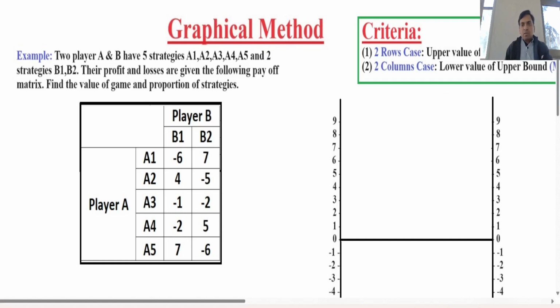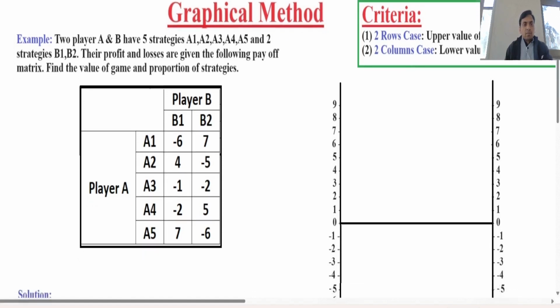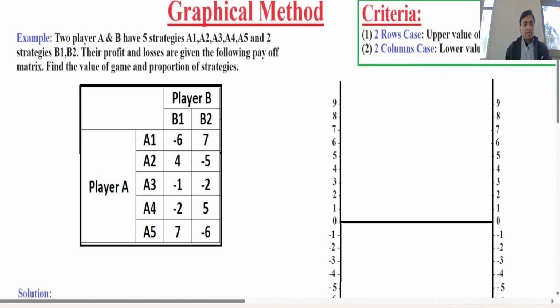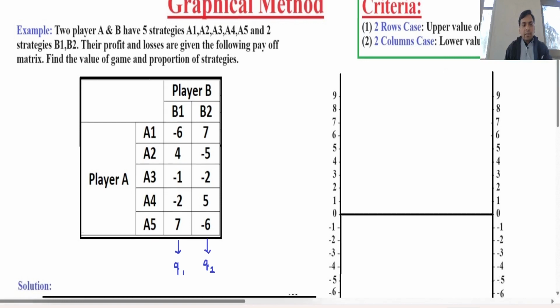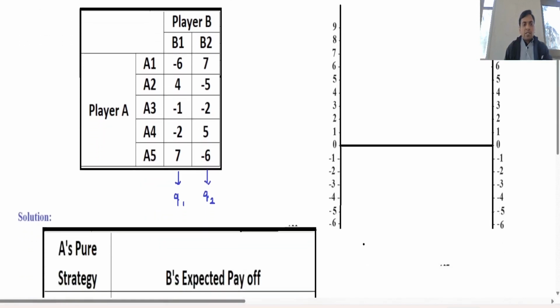So in this case we will see there are two columns. In previous case there were two rows. So in two rows case we were taking P1 and P2 proportion, but in column case we will take proportion Q1 and Q2. So for this first column we will take Q1 and for this second column we will take Q2. And now we will prepare pure strategy matrix and expected strategy matrix.